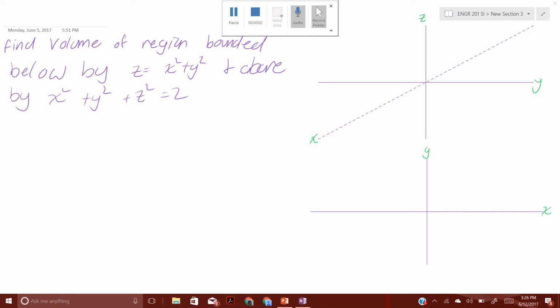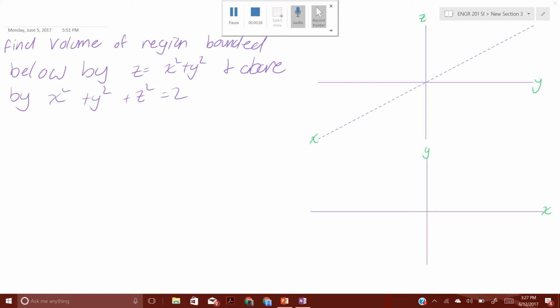Hello everyone, I'm doing a practice problem on how to find volume using either spherical or cylindrical coordinates, because one of the big things about finding volume is knowing what coordinate system to use. So let's look at the problem. We're asked to find the volume of a region bounded below by z equals x squared plus y squared and above by x squared plus y squared plus z squared equals 2.